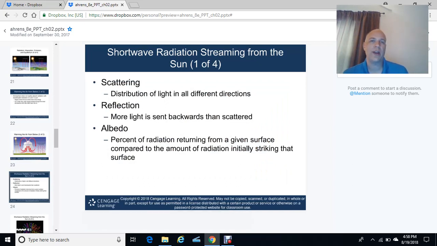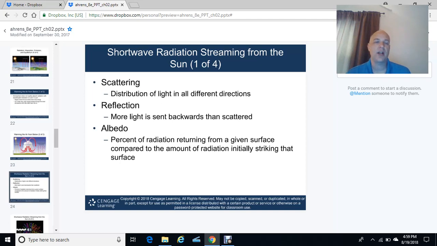Right, so as shortwave radiation streams from the sun towards Earth's surface, we have to talk about a couple things that may happen to it. So not all of the solar radiation reaches Earth's surface. Some of it is actually scattered. And the scattering results in the distribution of the solar light energy in all directions. The shortwave solar radiation can also be reflected, where more light is sent back to the source than scattered.